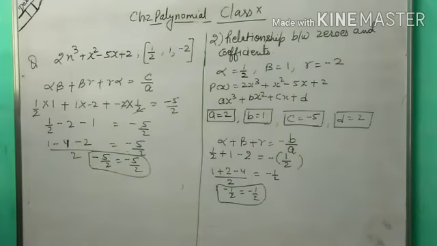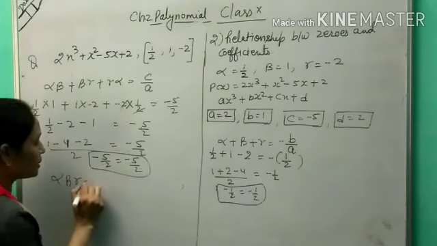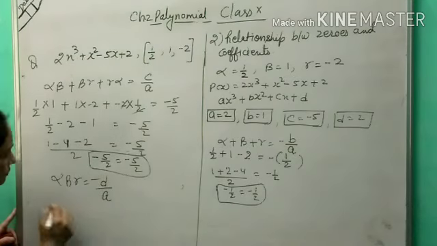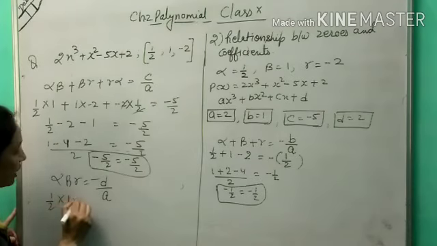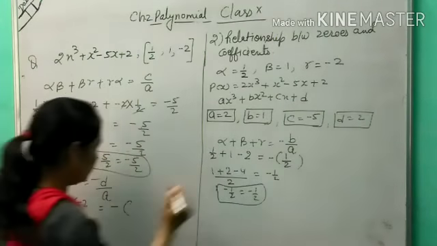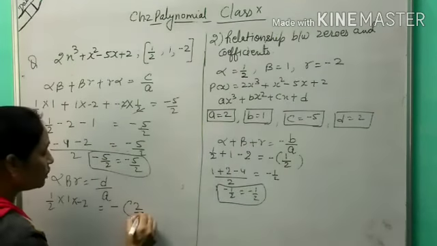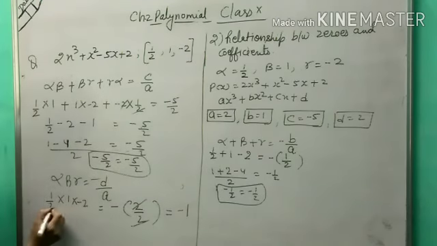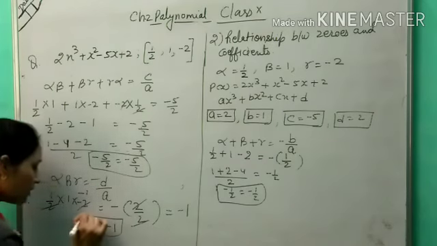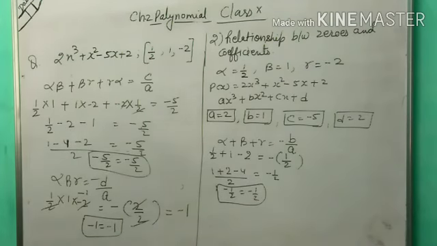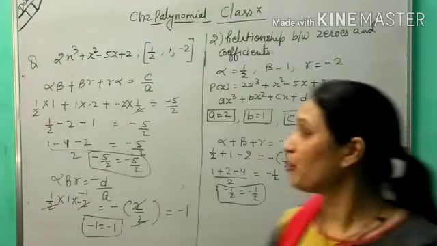The third relationship we have is alpha beta gamma equal to minus d upon a. Alpha is 1 upon 2, beta is 1 and gamma is minus 2. d we have 2 and a also 2. So 2 cancels by 2, and we have minus 1. Minus 1 is equal to minus 1. All three relationships between zeros and coefficients are verified. So students, we will do this type of question like this.